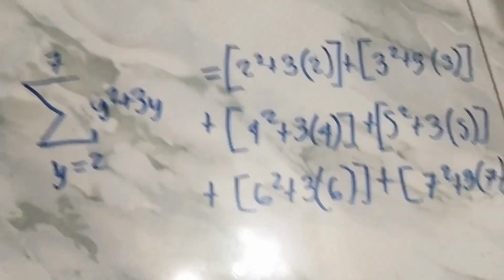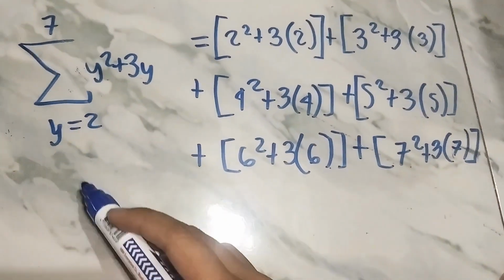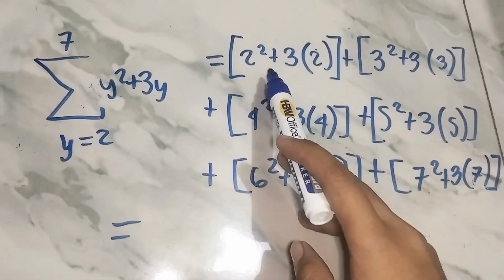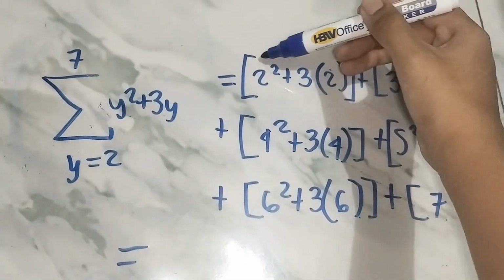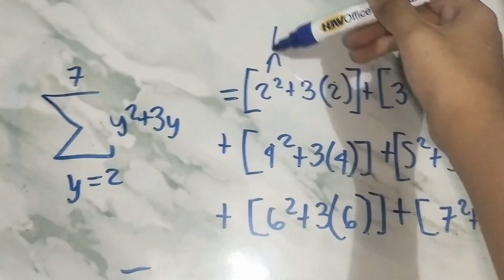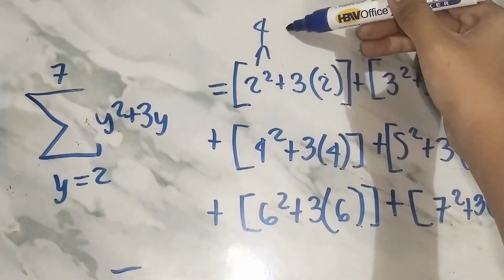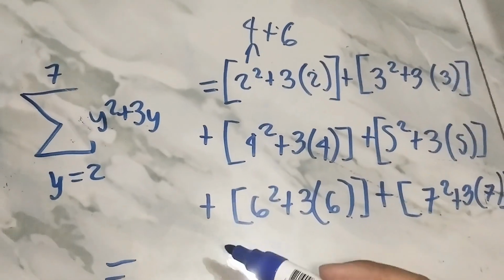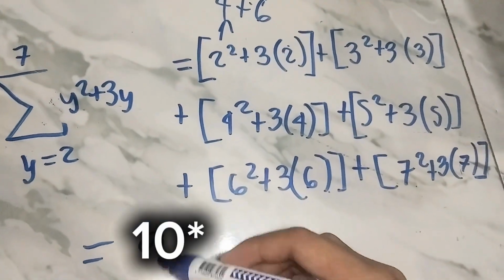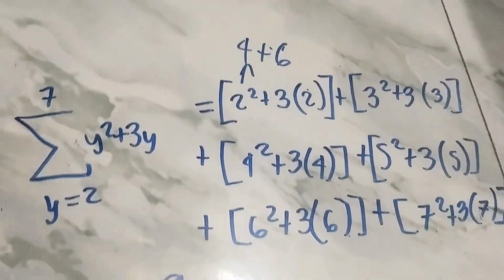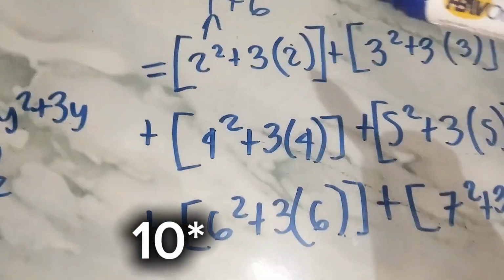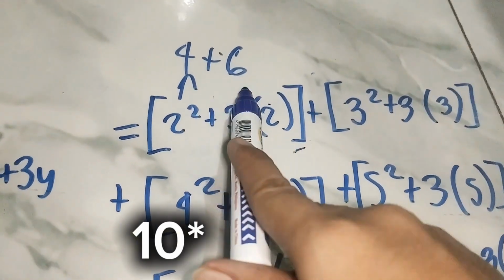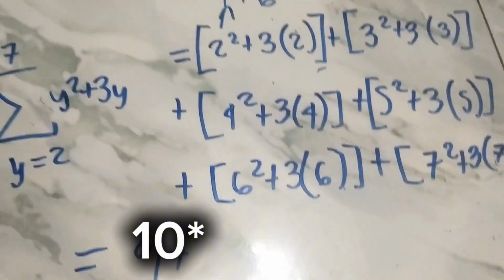Now that we've grouped them all together, let us proceed in solving each one of them. First we have 2 squared. 2 squared is equal to 4. And then 3 times 2 is 6. So 4 plus 6 is equal to 10. Again, we got that from 2 squared equals 4, and 3 times 2 we have 6, and then we add them up.